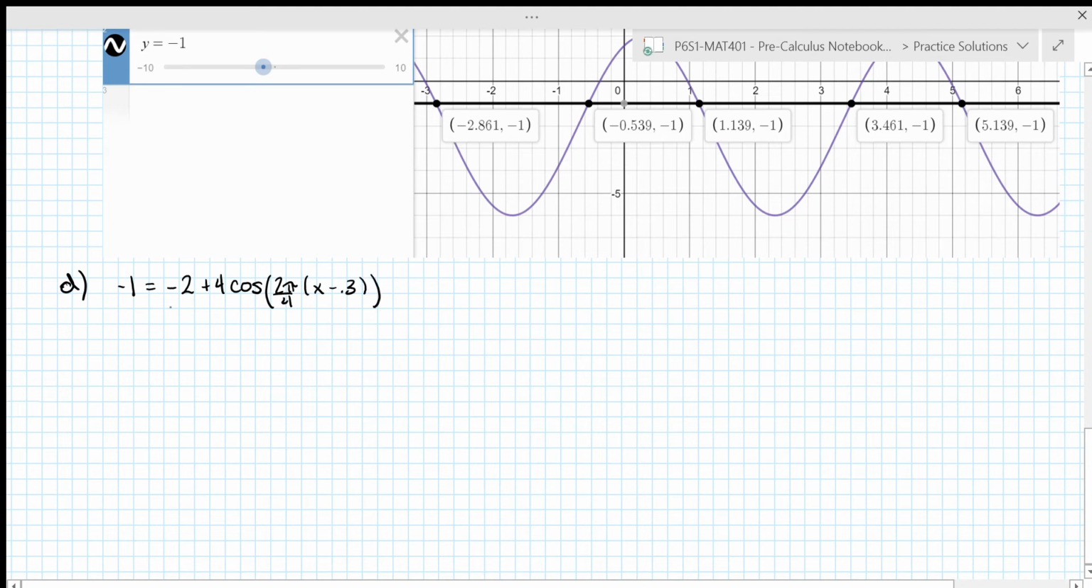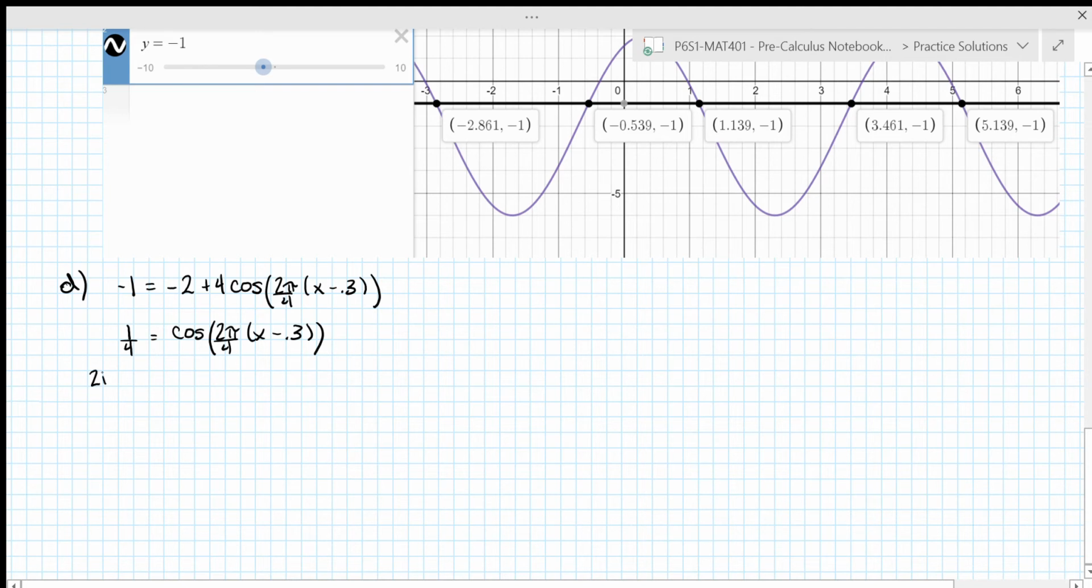So first thing I'm going to do is add 2 to both sides, and I get 1, right? -1 plus 2 is +1. Divide both sides by 4, and I'll get 1/4 equals the cosine of 2 pi over 4 times x minus 0.3. At this point, that's when I would do my arccosine. The cosine ratio of this thing is equal to 1/4.